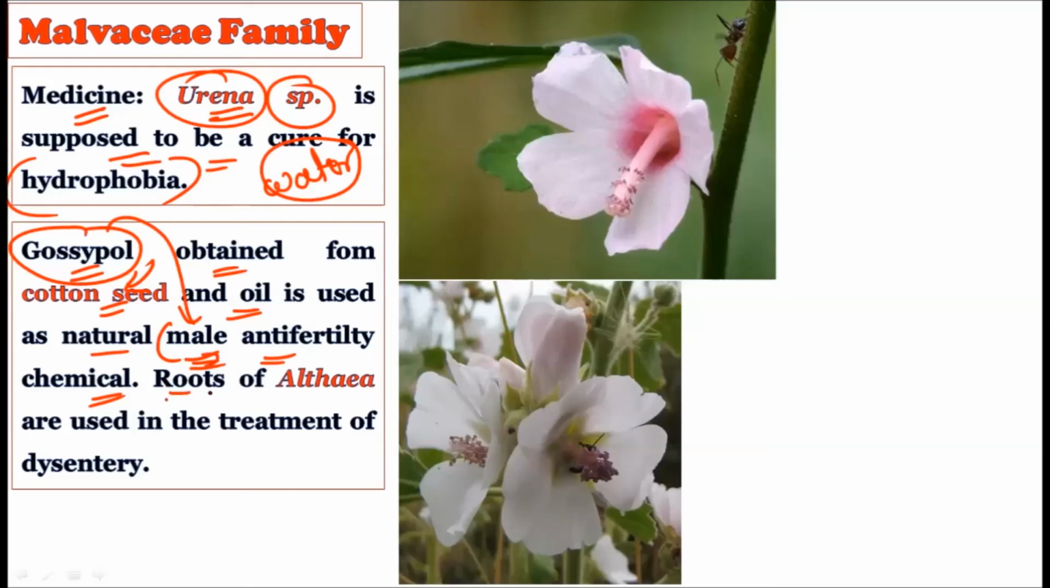See, the roots of the Althaea are useful in the treatment of dysentery. Whatever the root of the Althaea is, these roots are useful for the treatment of dysentery. So you should carefully remember the botanical name and for which problem it was used, and then you can accurately state the importance of the Malvaceae family members in medicine. All right. So this is all about this topic.